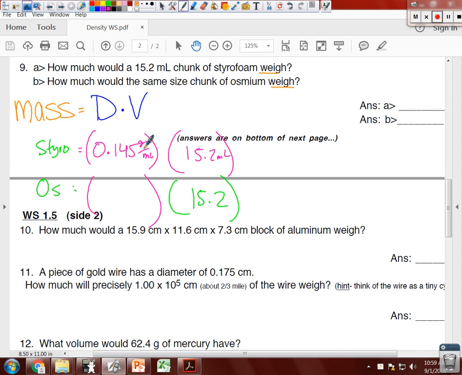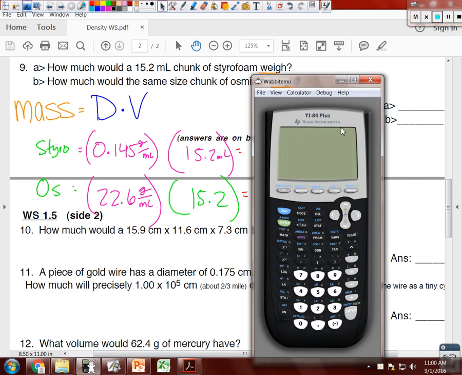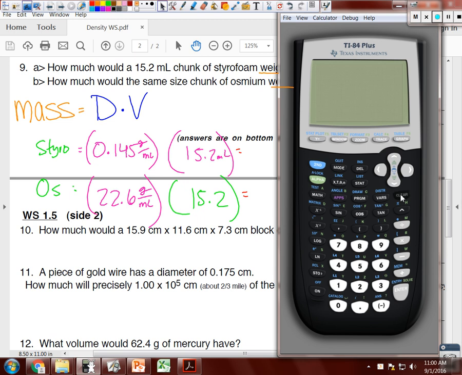Now, osmium is ridiculous. It's like 22 point something, isn't it? 22.6. In fact, I will tell you this little factoid. Osmium is the most dense element on the entire periodic table. There is nothing more dense. Okay? So, when you do the math, it should come out fairly simple. Let's do the first one together. We have 0.14.